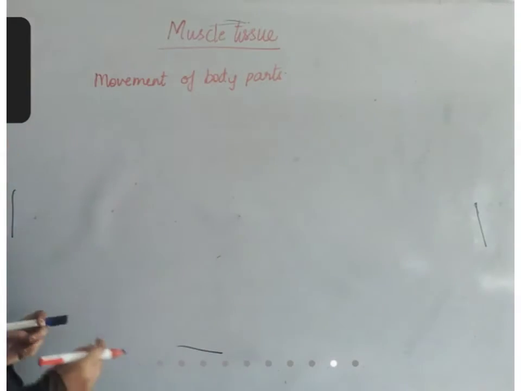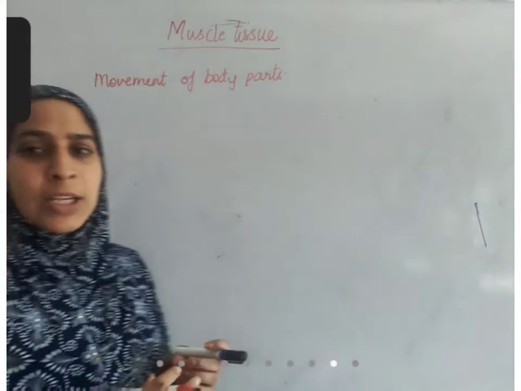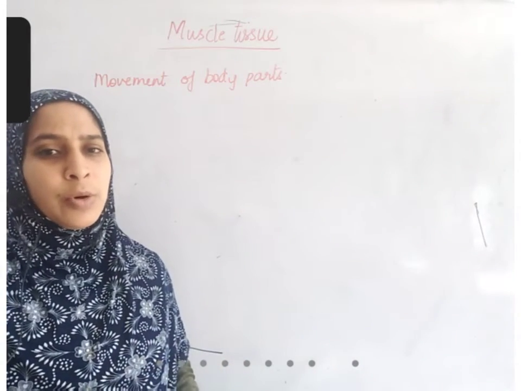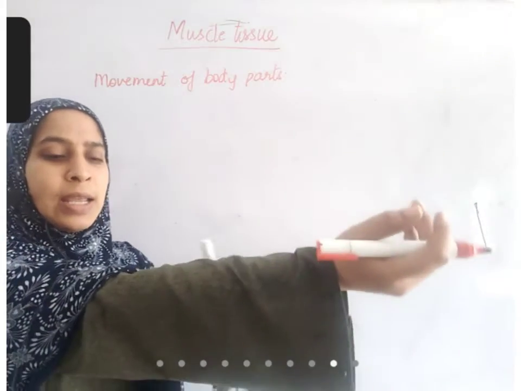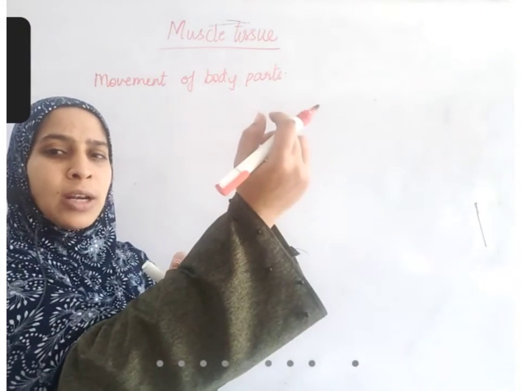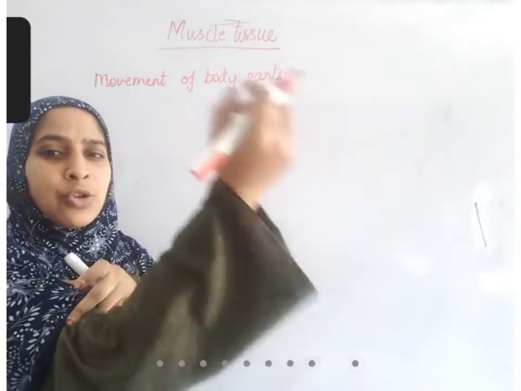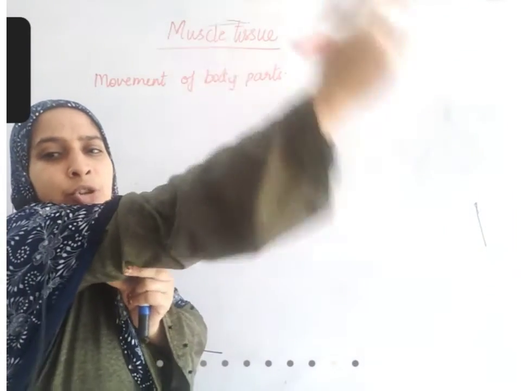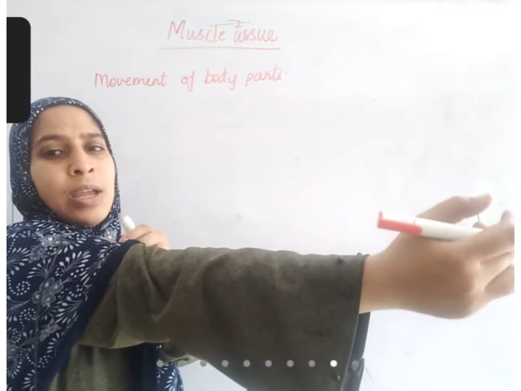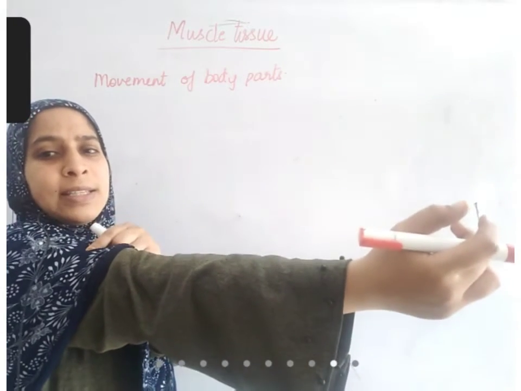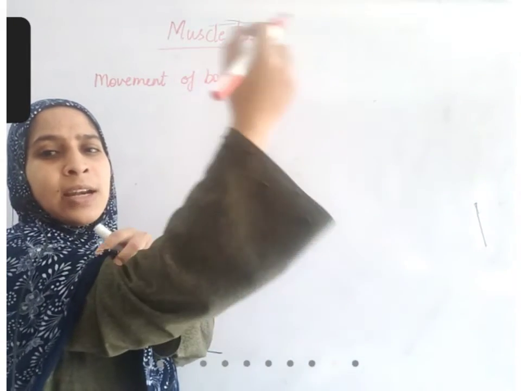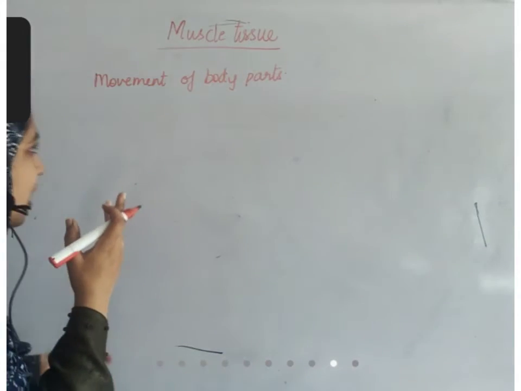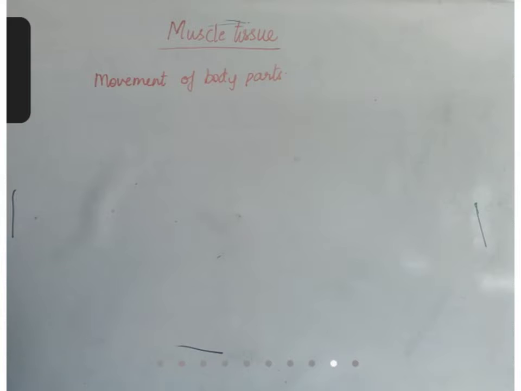This muscle tissue can perform contraction and relaxation to move the body parts. If you want to move the hand, this hand muscle should contract. When this is contracting, this part is relaxing. In that way, it functions.